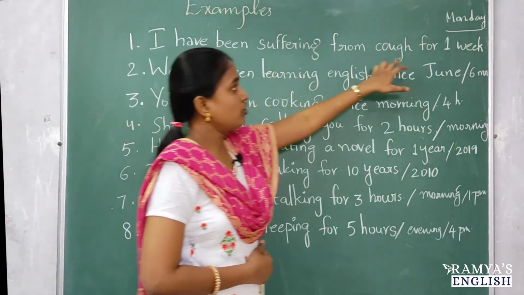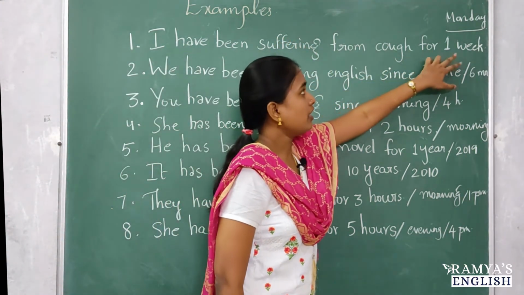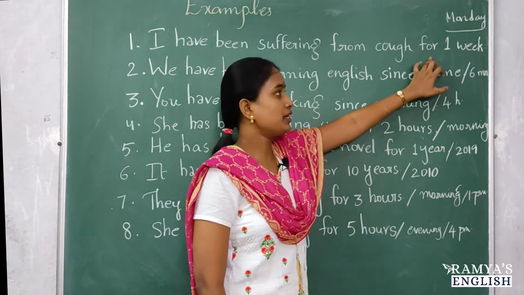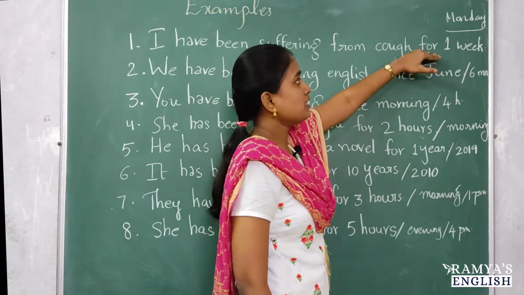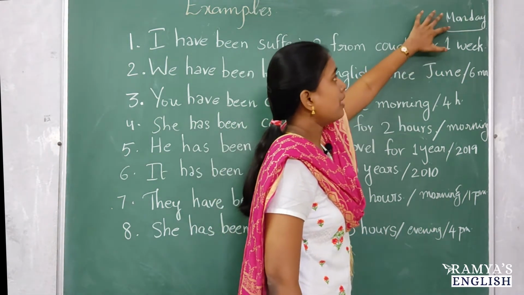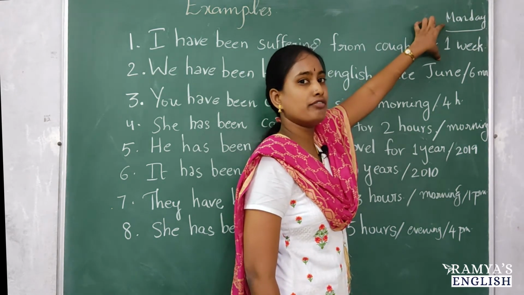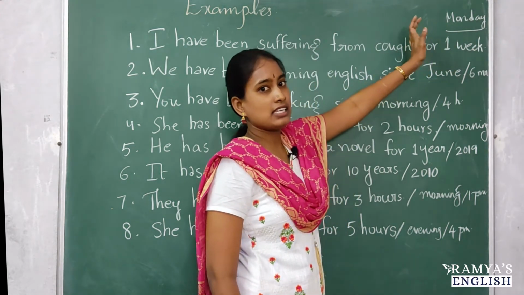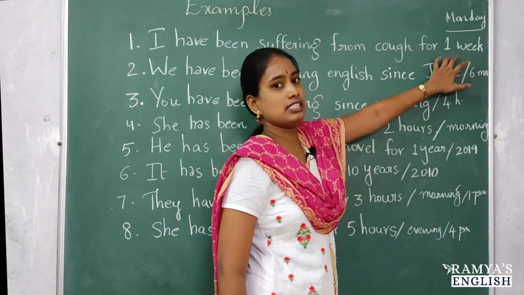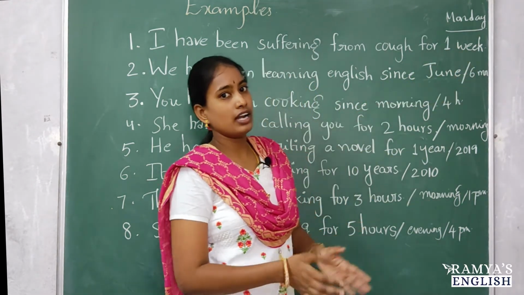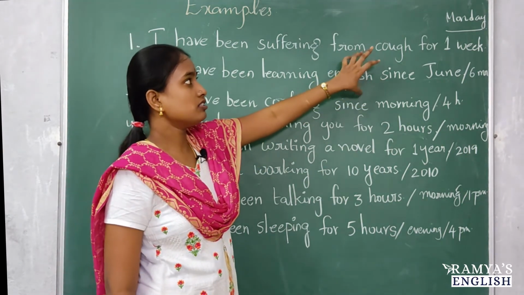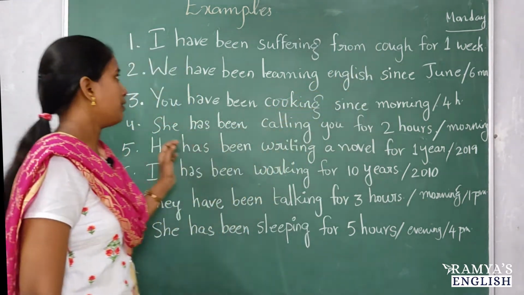So now have a look at the indication. For 1 week. Here I am using for which indicates period of time. So in the place of for I can also use since. Since Monday, this is a point of time. I don't know the exact day, so that's why I have used 1 week. This is a period of time, the quantity of time. So that's why I have used for. We can also use since Monday.